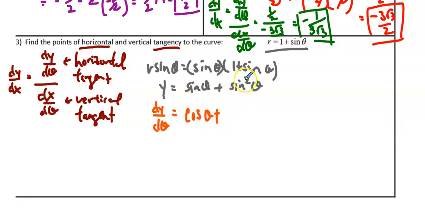Again, we can use the chain rule here. The derivative of sine squared theta is going to be 2 sine theta times cosine theta. And we're going to set this equal to 0.